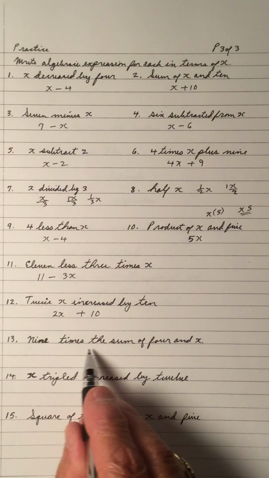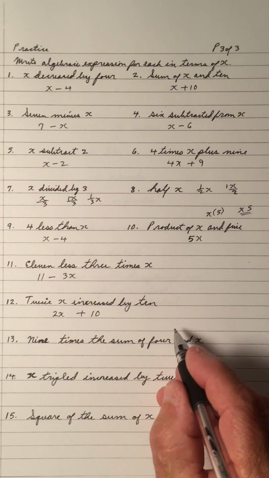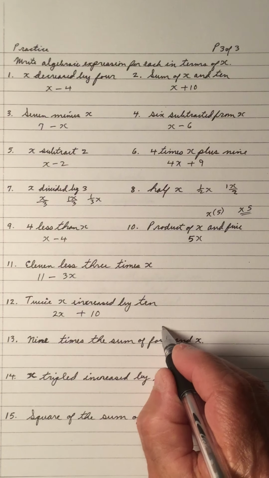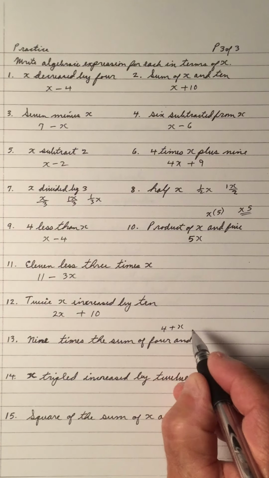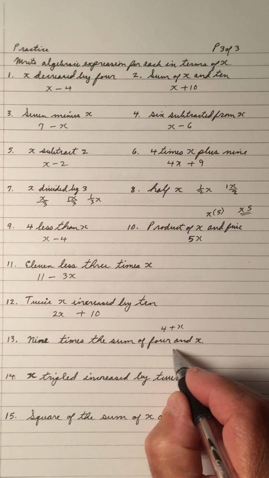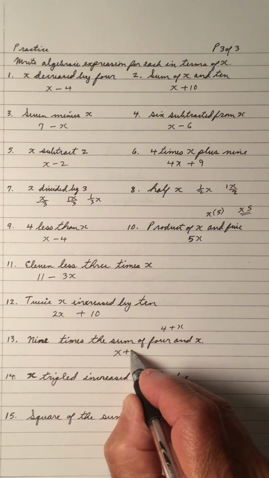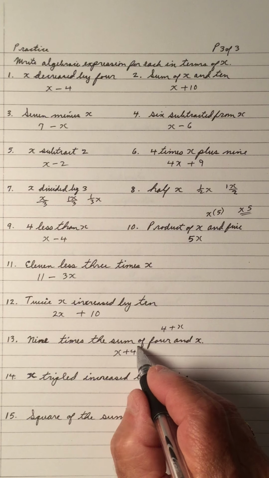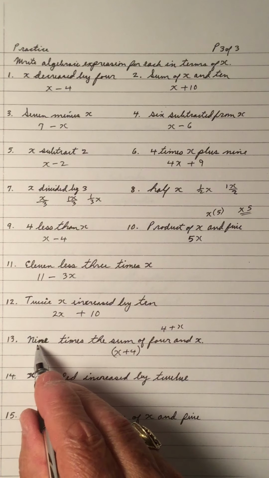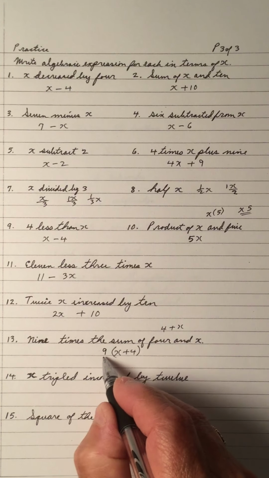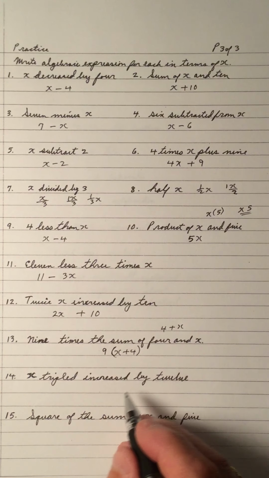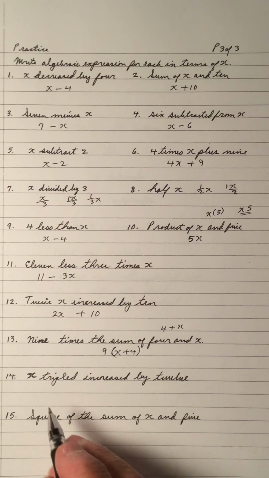13, 9 times the sum of 4 and x. The sum of 4 and x is 4 plus x, or we say x plus 4. We always write the variable first in an expression. And 9 times that, so the 9 is outside the bracket, indicating 9 times the sum.